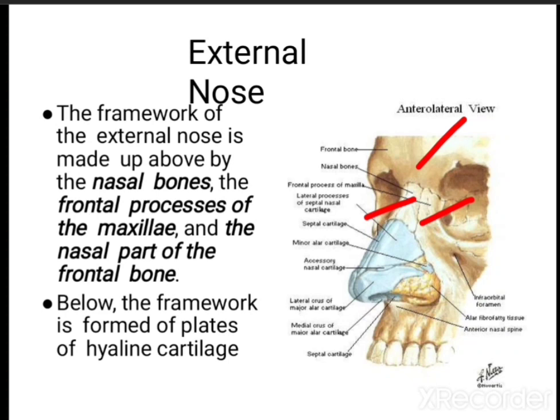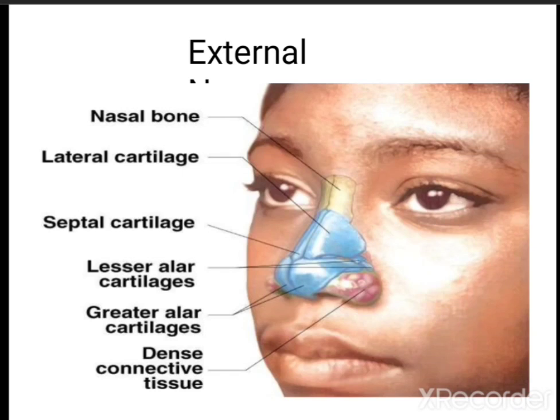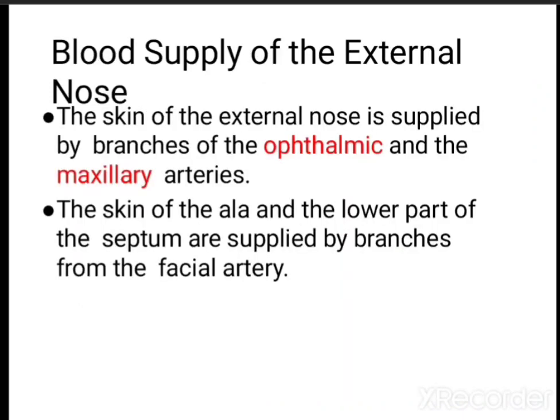Then below, the framework is formed by the hyaline cartilages. Now the names of the hyaline cartilages which are forming the framework of the nose are the lateral cartilage, septal cartilage in the midline, lesser alar cartilage in the ala, greater alar cartilages, and some deep connective tissues.